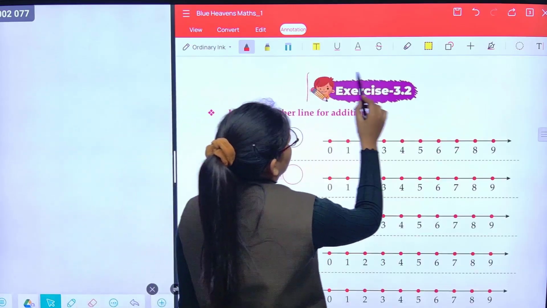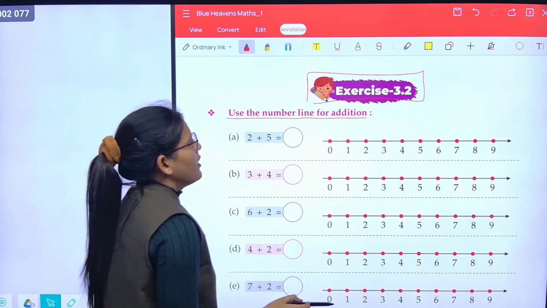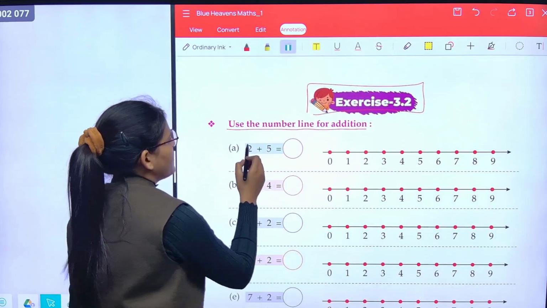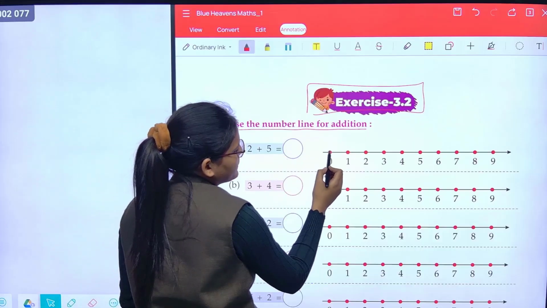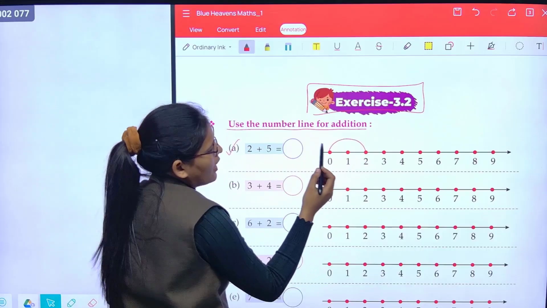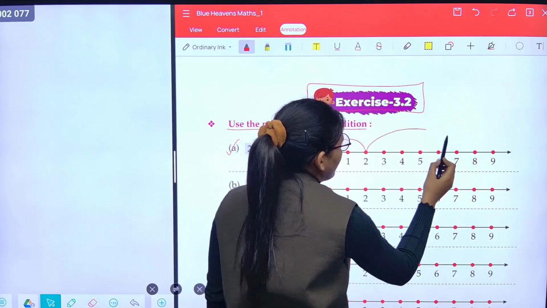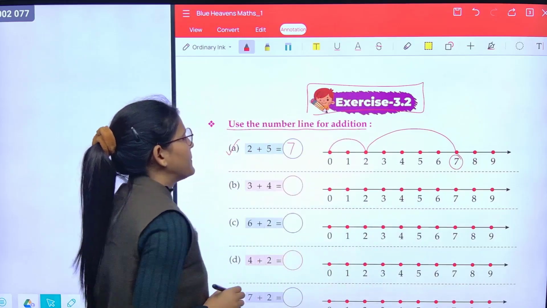Now class, come on, exercise 3.2. Use the number line for the addition. Class? Yes, class. Now come on, A part. 2 plus 5, class, see. We first mark 2 and then count 5. 1, 2, 3, 4, 5. It is 7. So here will come 7.